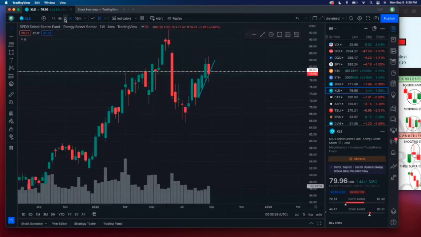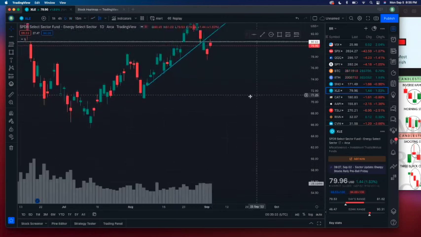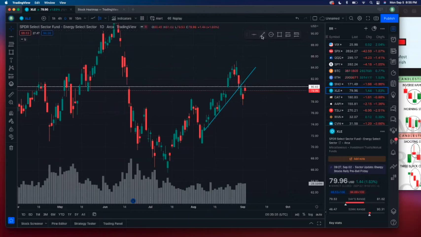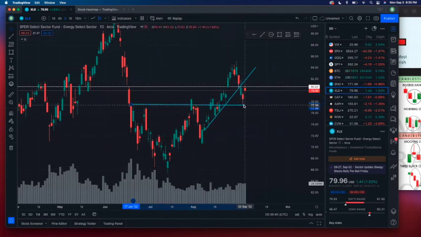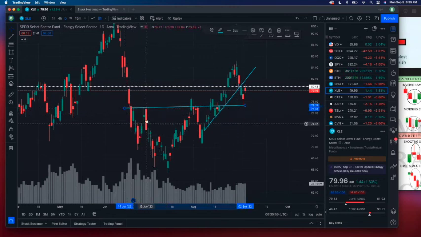Another one is XLE. We have an inverse head and shoulders. Shoulder, head, shoulder. We broke up. Okay, so this is the neckline here. See, shoulder came and rejected, head came and rejected, and then shoulder broke up, had to move up, came down and retested it. This would be our entry, and then we would be looking for a move up to here, up to $85. So this is another one that I'm watching this week.